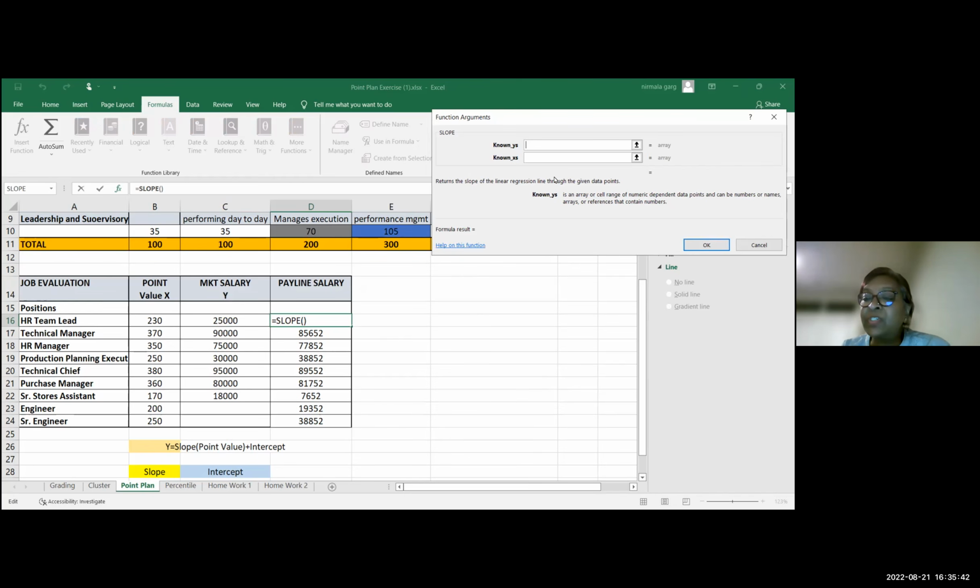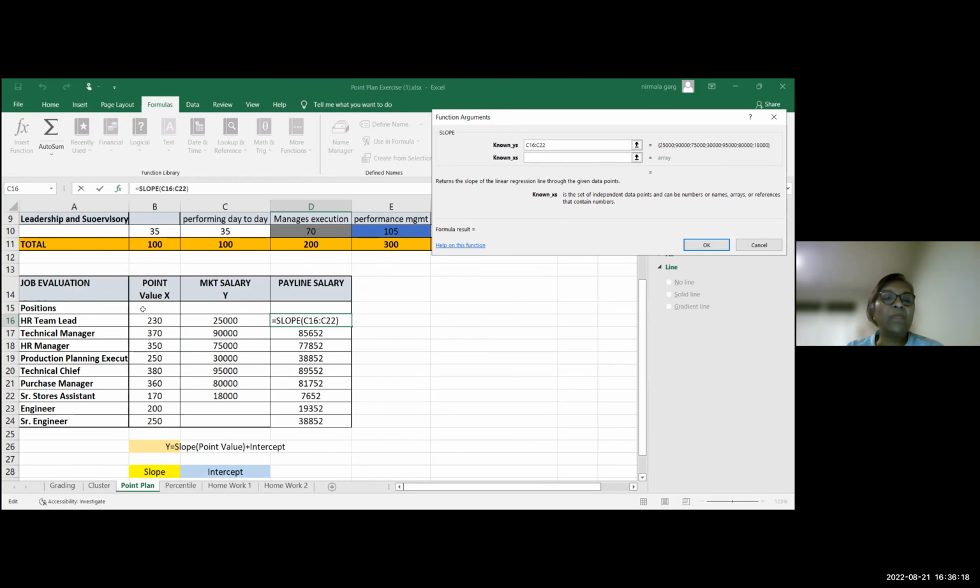2 variables means 2 data sets. So x is an independent variable and x is always your point value. Y is a dependent variable, DV, dependent variable, and it is always market salary. So it is asking for Y. So what you do? Just click on this and all right, C1 to 660. Okay. Now X.